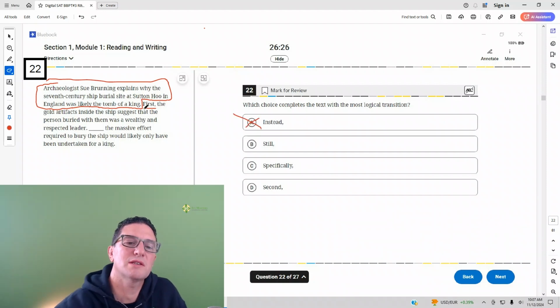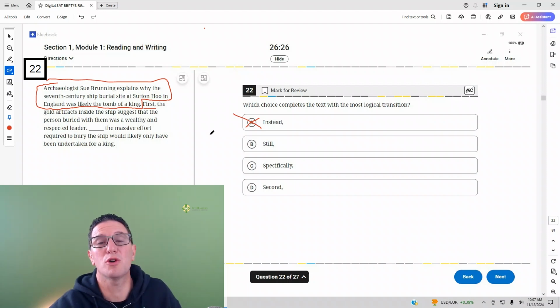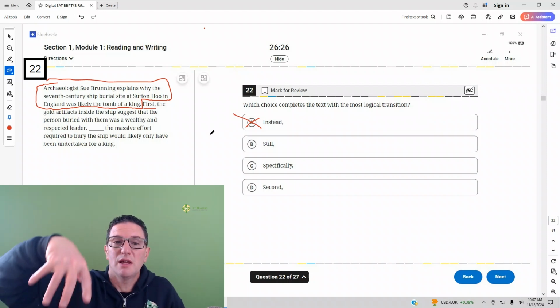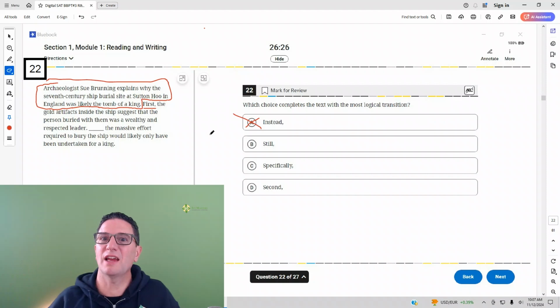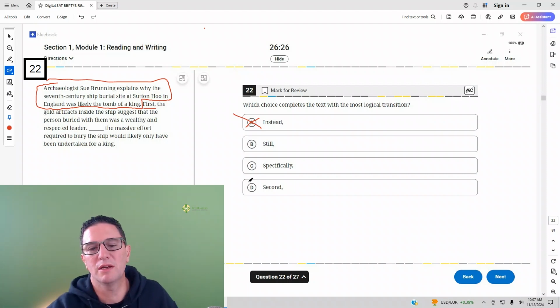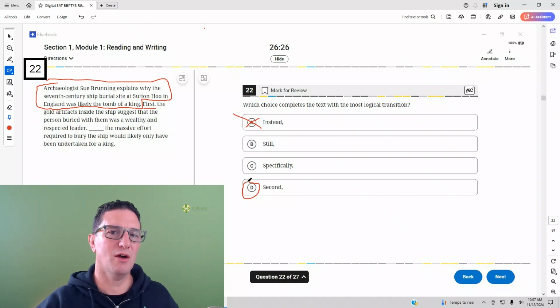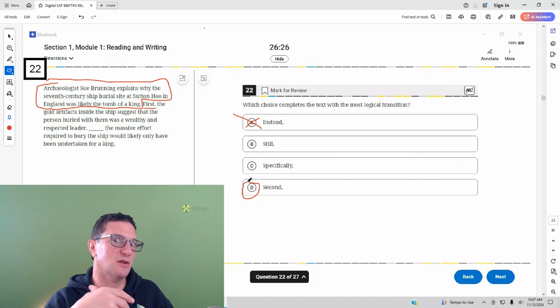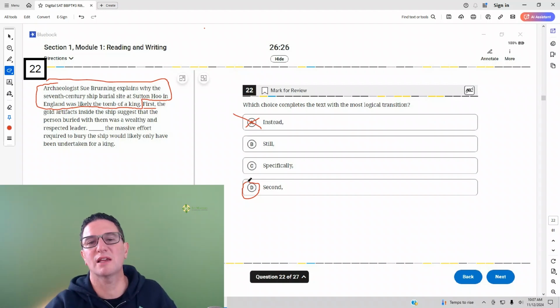Now, notice I underlined first. Whenever you see the word first, what you could expect in the blank is the word second or next or something like that. And boom, answer choice C says second. So this one, you could have cut right to the chase and said, hey, if it says first, I expect it to say second or next or something like that, and you could get the answer really efficiently.